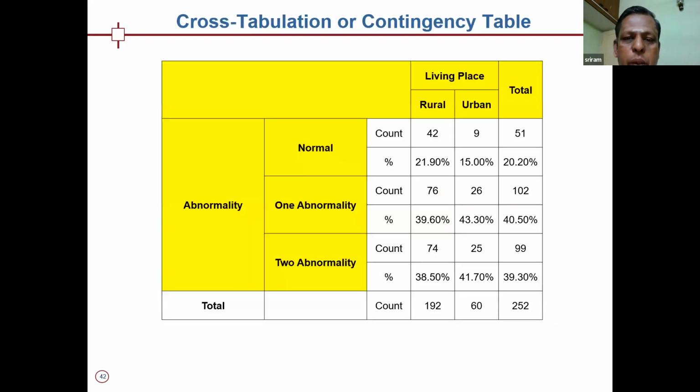And if there are two variables, you have to show that as a cross tabulation. If you want to present it, tabulate, aggregate that. So here one variable is abnormality and another variable is the living place. There are two categories in living place, rural and urban. For abnormality, there are three categories: normal, one abnormality, and two abnormalities. So here the values are count and percentage. Looking at this table, do you think there is any relationship between abnormality and living place?